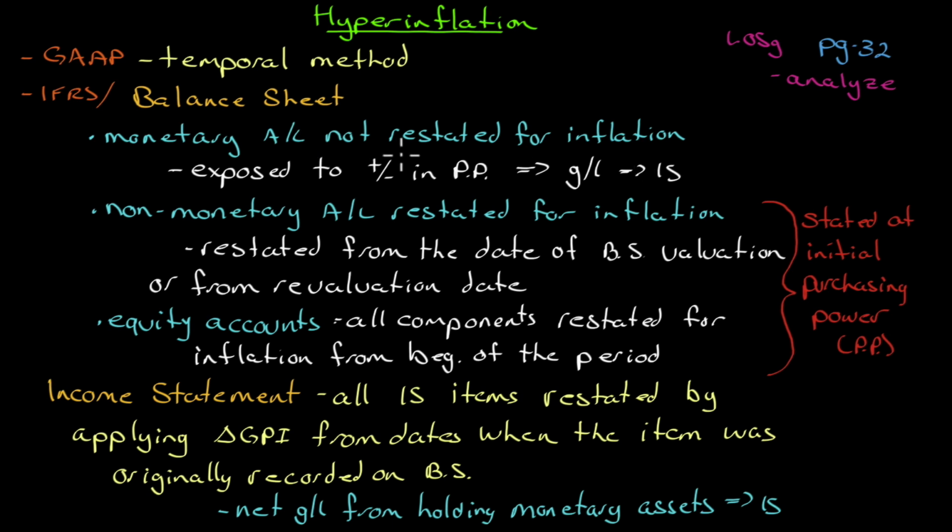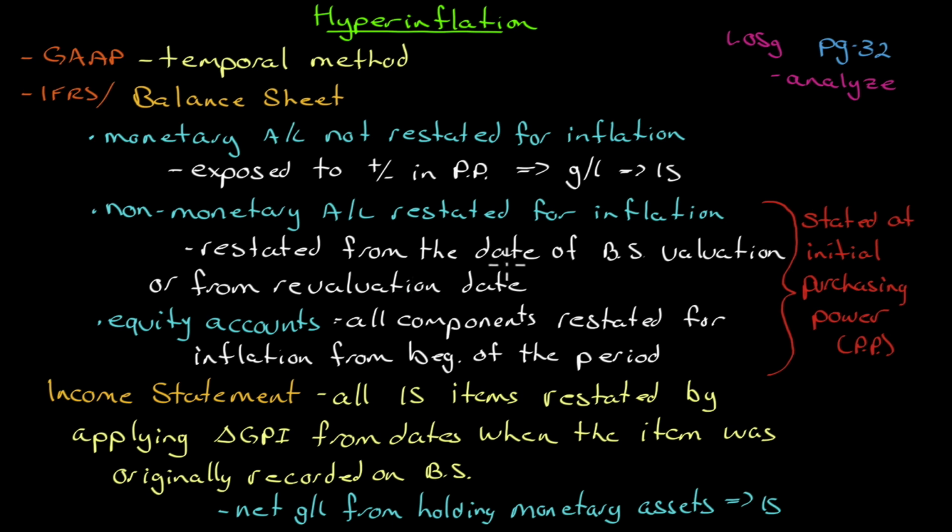So monetary assets are not restated. Non-monetary assets and liabilities are restated for inflation, from the date of balance sheet valuation or from the revaluation date. We can buy a building, you learned this in level 1, for $1 million, and 3 years later you can restate it at fair value under IFRS. If fair value is significantly higher or lower, you can restate it.